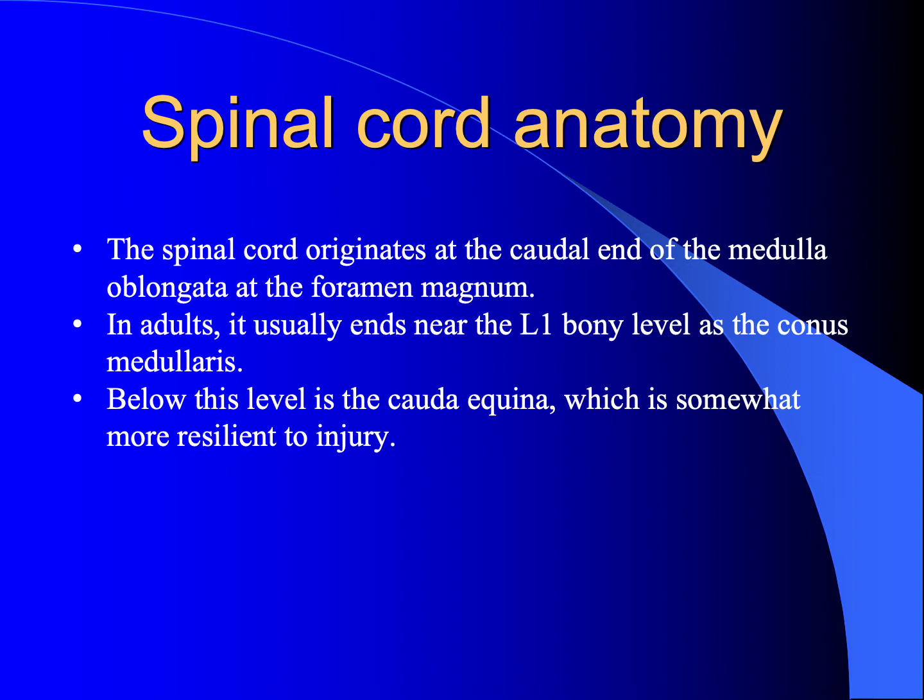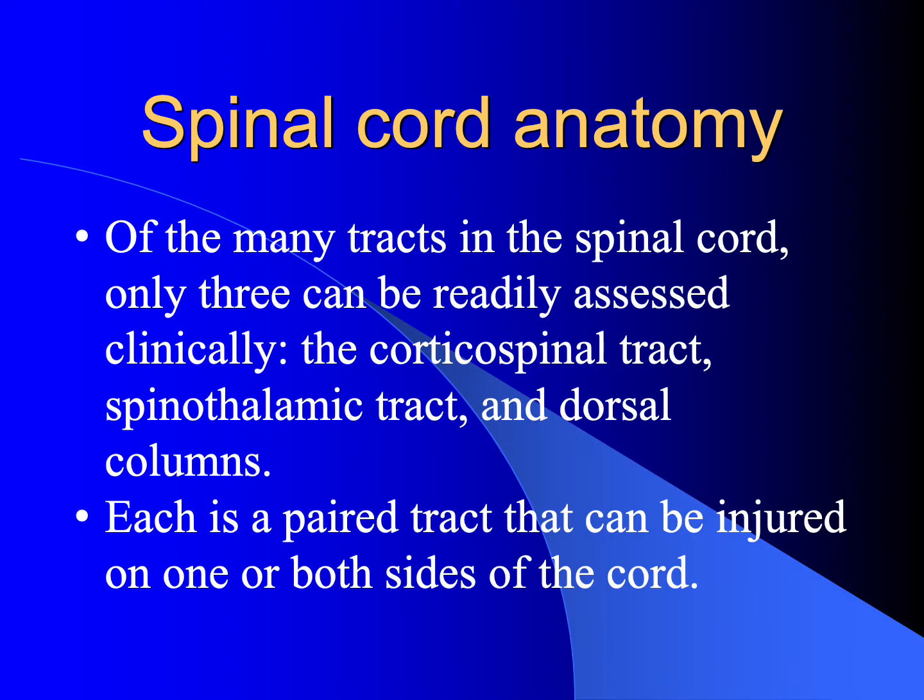The main function of the spinal cord is transmission of sensory and motor signals between the peripheral nervous system and the cortex, as well as reflex coordination. Among the many tracts in the spinal cord, there are 3 that can be assessed clinically, namely the corticospinal tract, spinothalamic tract, and dorsal column. All of these tracts are paired, so they can be injured either on one side or both sides of the cord.